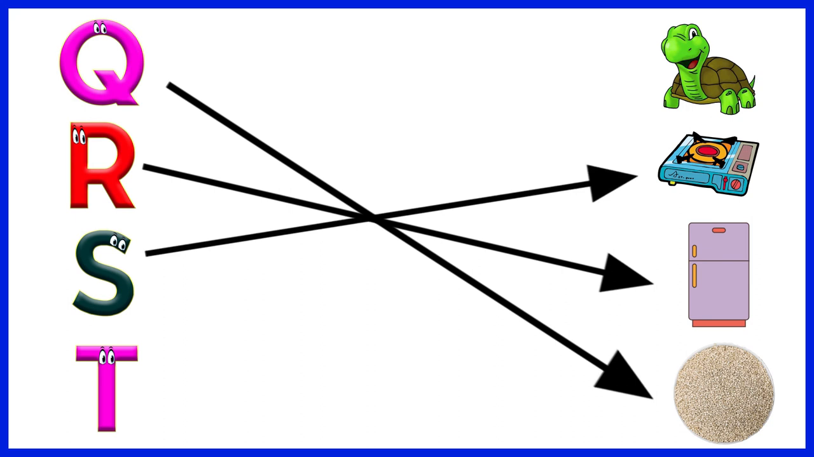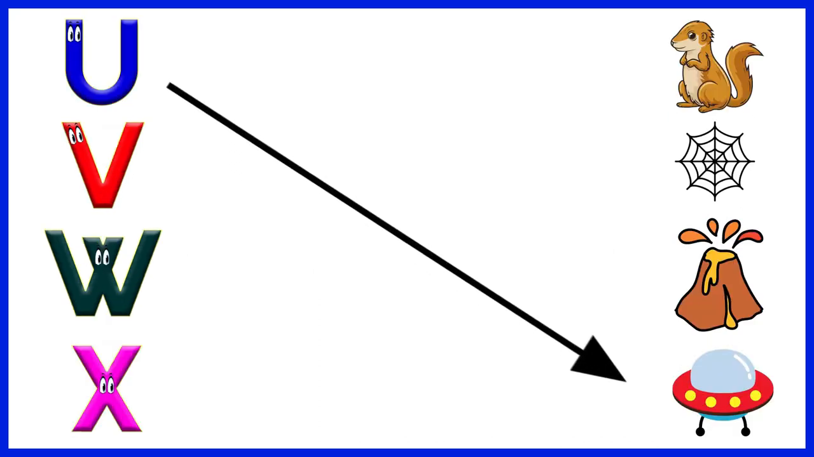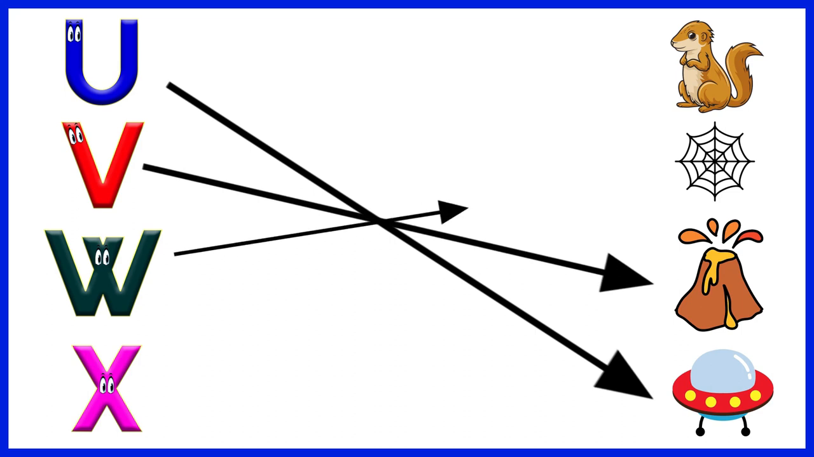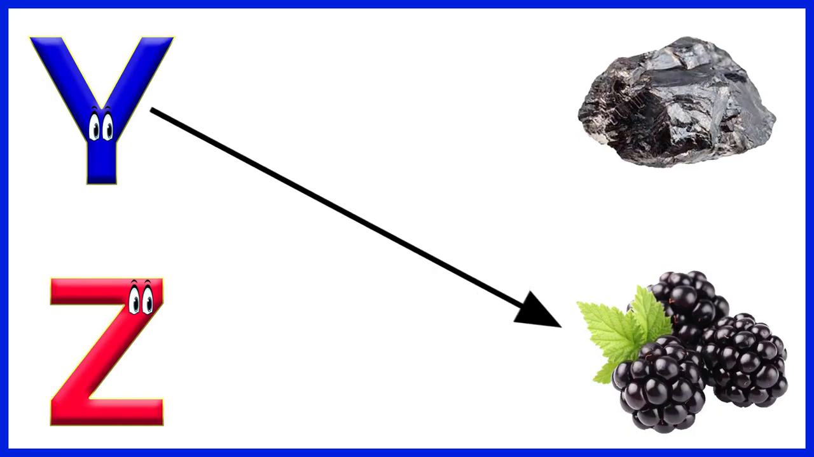S for stove. T for turtle. U for UFO. V for volcano. W for web. X for cirrus. Y for youngberry. Z for zinc.